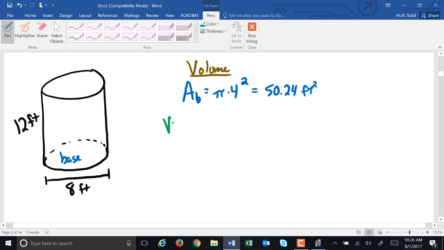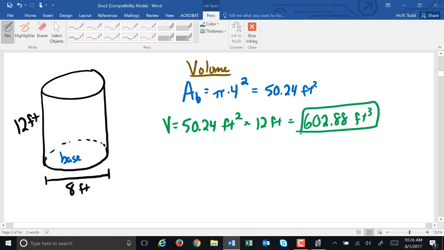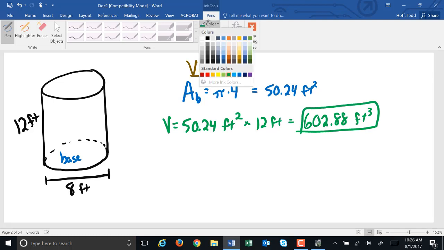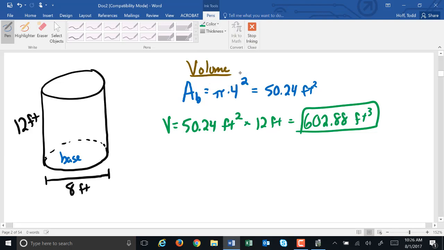So then the volume is found by taking the area of that base, 50.24 square feet, times that height of 12 feet, which is 602.88 feet cubed, correct? Any questions there?